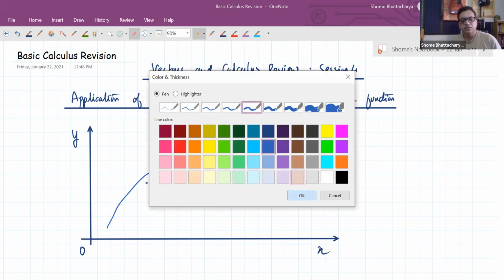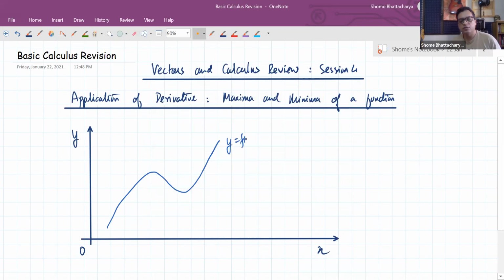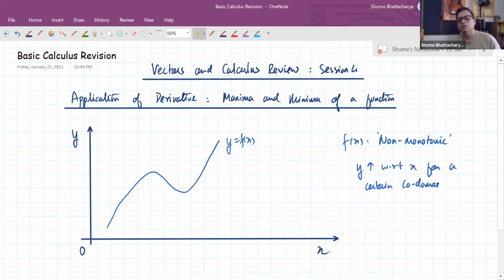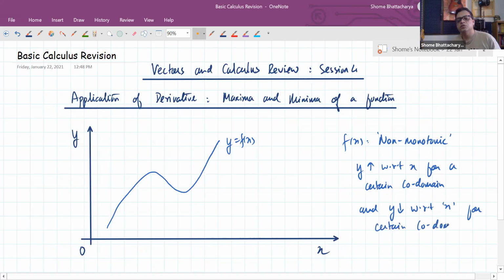So if that happens, then, this is the graph of the function y equal to f(x), and f(x) you can see is a non-monotonic function in nature. That means y increases with respect to x for a certain part of the domain, and y decreases with respect to x for a certain subset of the domain.